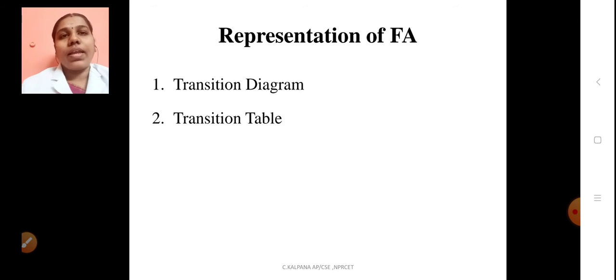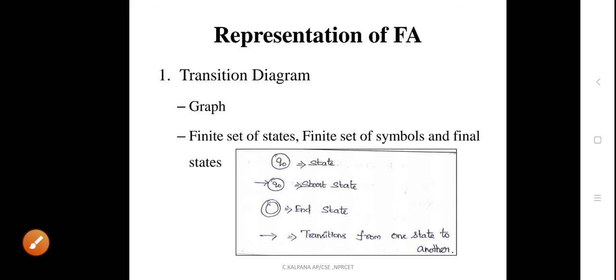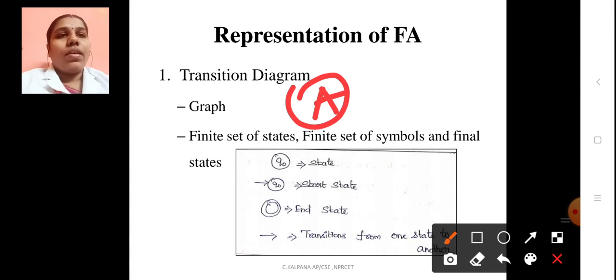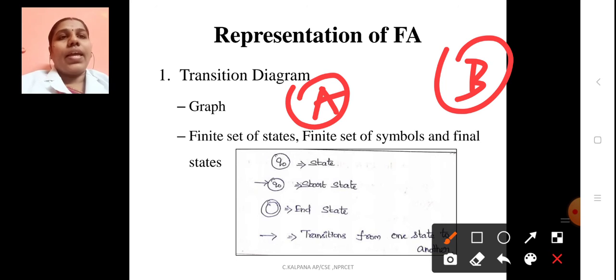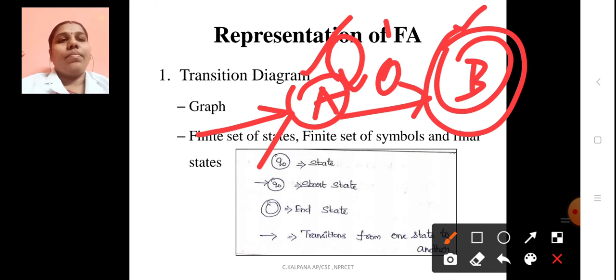The finite automata model can be represented by a transition diagram and a transition table. A transition diagram is similar to a graph, and it has a set of states, input symbols, and a final state. So Q0, Q1, Q2, everything is a state. In the last diagram we discussed A and B. So in this diagram, A is a state and B is also a state. There are two states in this diagram, a starting state, and this one is the ending state. Transition is 1 or 0, anything.